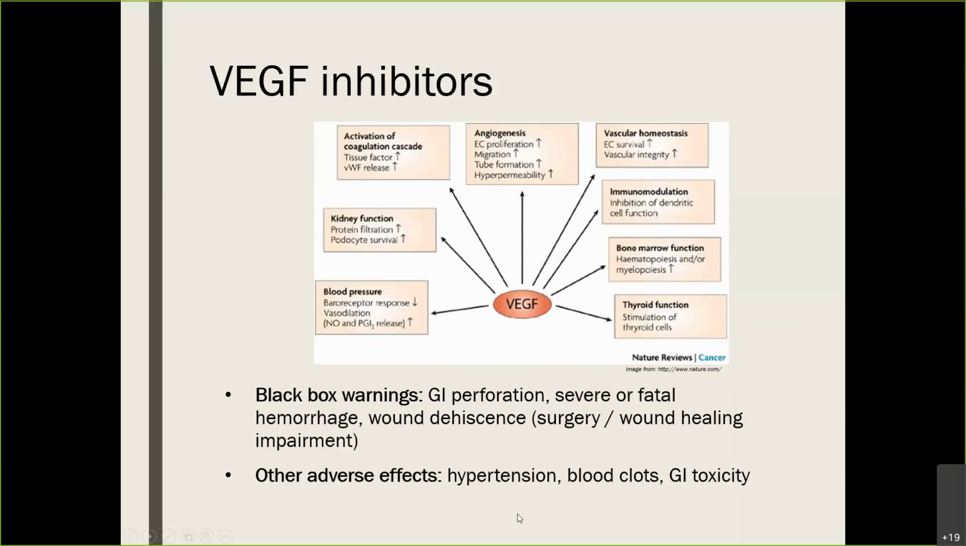These agents, as we mentioned, can lead to significant hypertension and blood clots, as well as GI toxicity. So we have a lot of considerations for these agents and their potential use with our patients, and whether or not certain patients are good candidates for them.